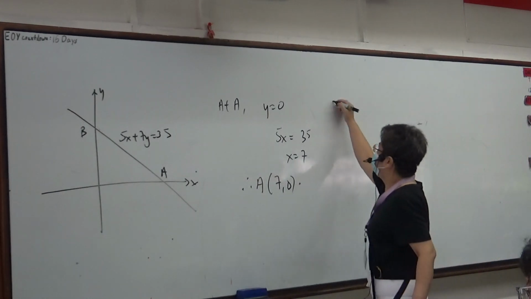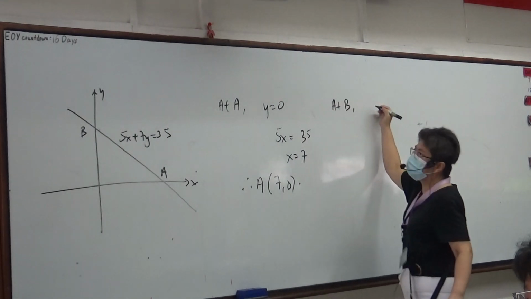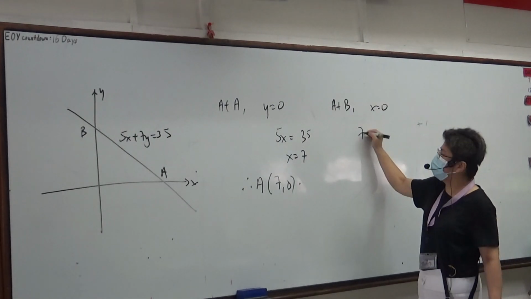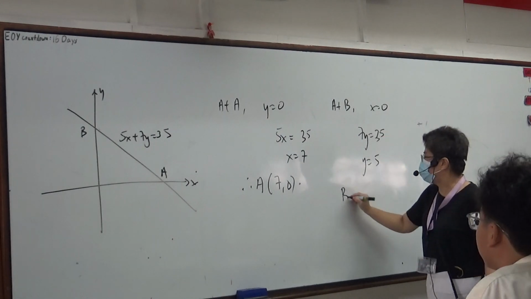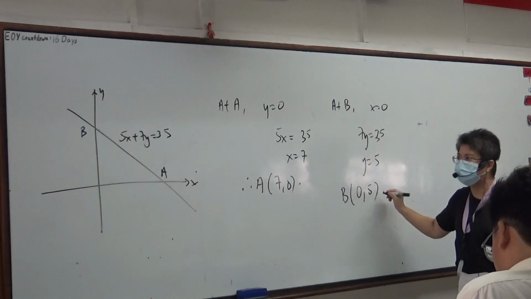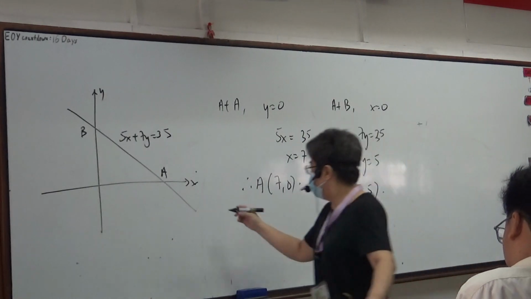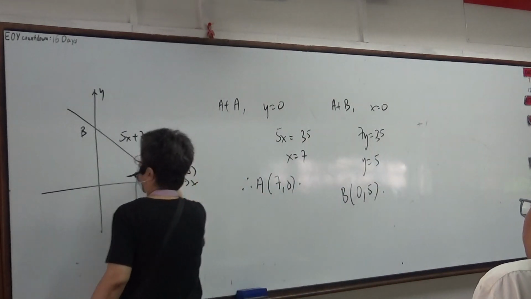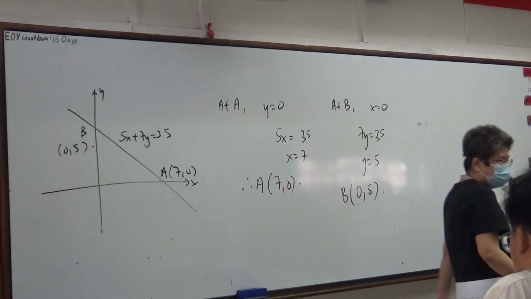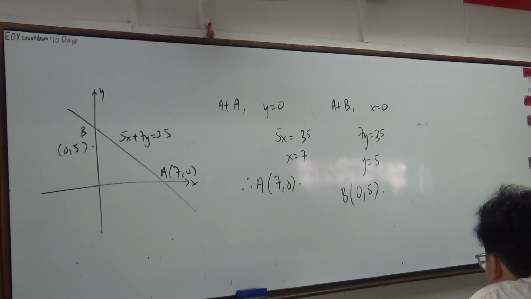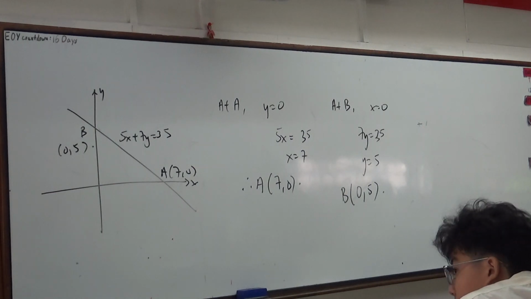At B, what is x? x is 0. So 7y equals 35, y equals 5, right? So B will be (0, 5). Can you see it now? That's why they get (7, 0) and (0, 5). Are we clear with the explanation here? Are we clear here? Okay, alright, good.